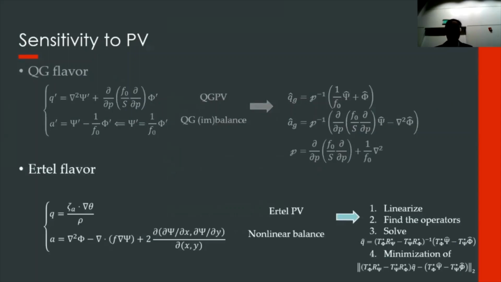And for the sensitivity to Ertel PV, we use the nonlinear balance equation as the balance constraint. It's much more complicated than deriving the sensitivity to the QGPV, but in short, you first have to linearize the expression for Q and A, and you find the operators, and finally you solve for the Q hat using this equation. But the inverse matrix is really hard to find, so we approach this by minimizing a similar expression in the Q norm.